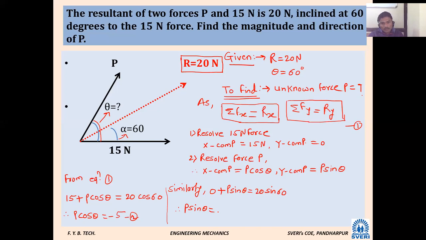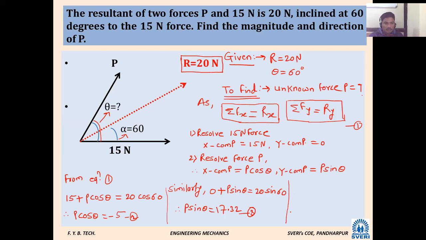Sir, P is equal to 21.36. What are you telling? We will see, let me check this value first. What is the value of P sin theta? 17.32. This is equation number 3.